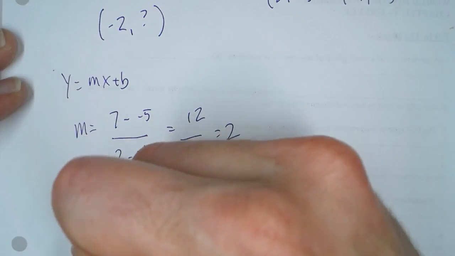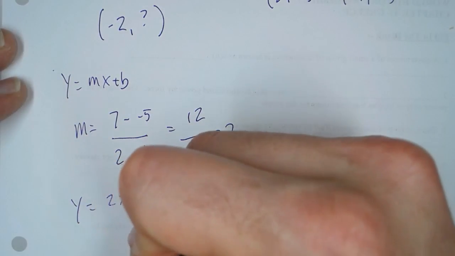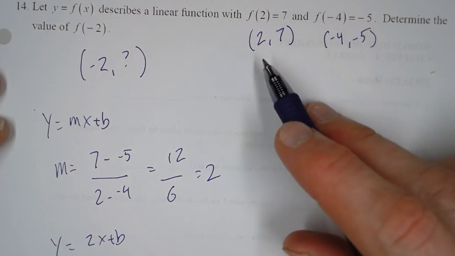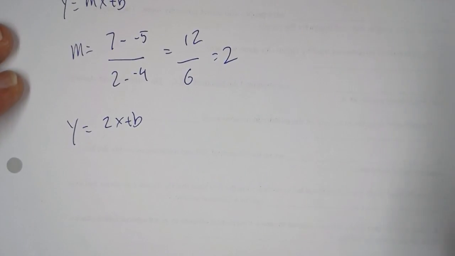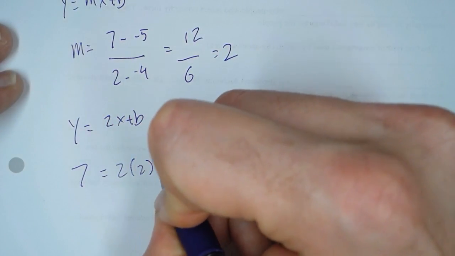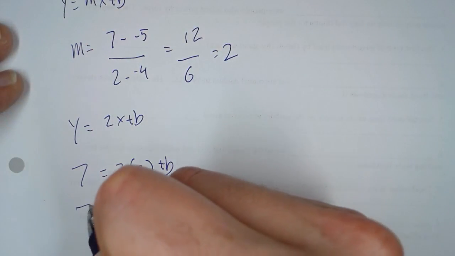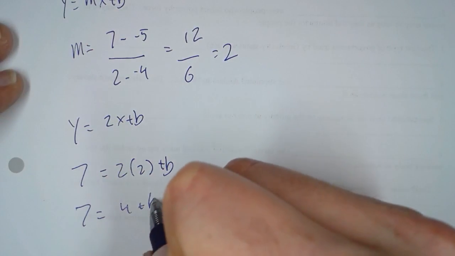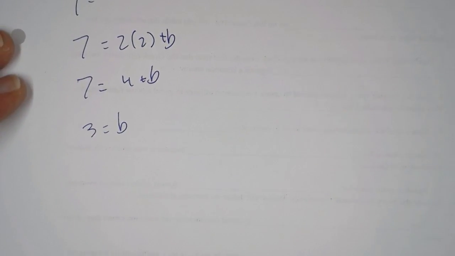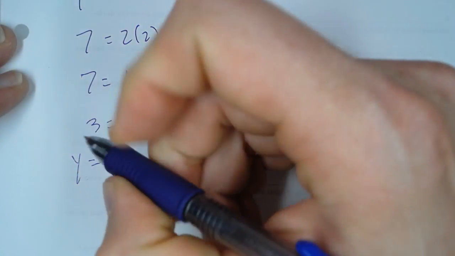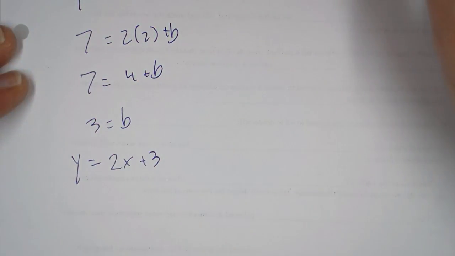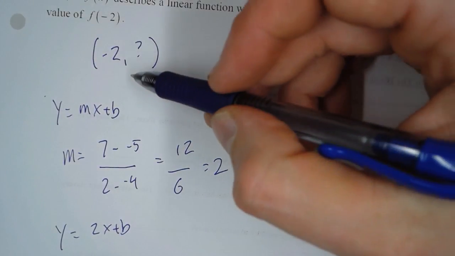So now we know y equals 2x plus b, so we can substitute in for x and y one of these 2 points. I'll use the first one, they're both positive. So we have 7 equals 2 times 2 plus b. So 7 equals 4 plus b, so that means 3 equals the y-intercept. So our linear equation is y equals 2x plus 3.